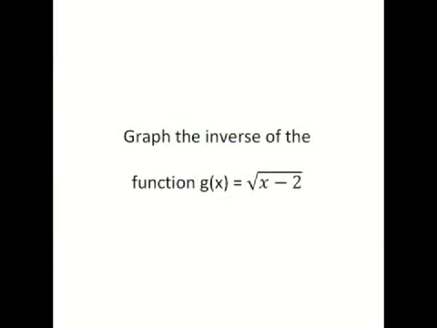The third type of question you need to be able to answer with inverses is to graph the inverse of a given function. And in this case, I have g of x equals the square root of x minus 2. If you can get the visual on this, then inverses are very easy. The domain and range swap places from a function to its inverse. So if you're asked to graph the inverse of a function, what you do is you graph the original, and then just swap all the x and y values to graph the inverse.